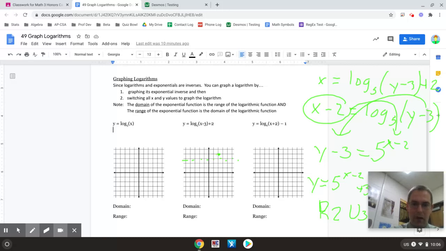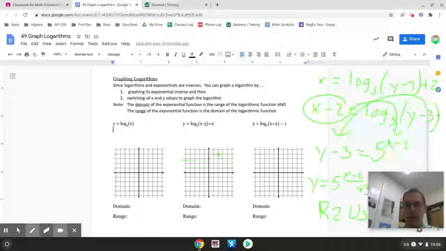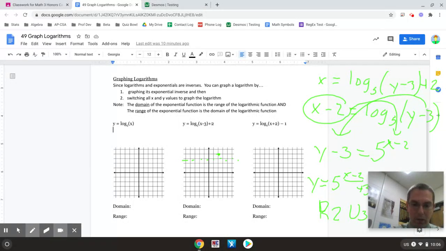Now the reason I mentioned that is if I were going to plug in some other values, if I plug in a 2, that gives me 2 minus 2 is 0. And then 5 to the 0 power is 1 plus 3 is 4. That's exactly what I got. Then plug in some other numbers near that 2. So plug in 3. 3 minus 2 is 1, 5 to the 1 is 5, plus 3 is 8. So I have the point 3, 8 is on up here.